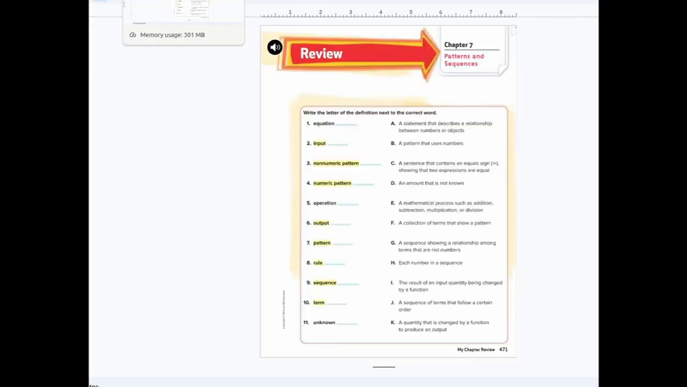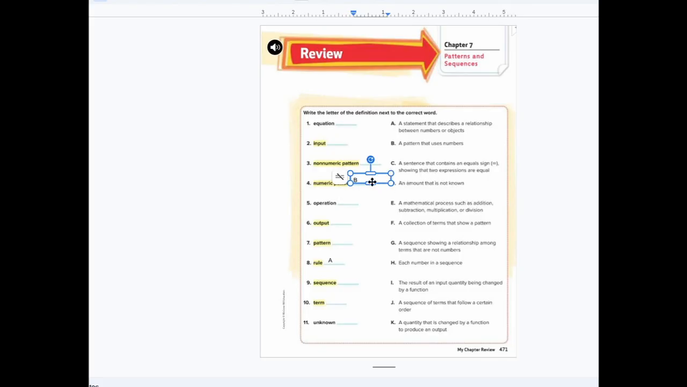So you've ripped out pages 471 through 473. So let's go over that. So number 1, or A, says a statement that describes a relationship between numbers or objects. That is a rule. So number 8 is A. B is a pattern that uses numbers. B is 4.